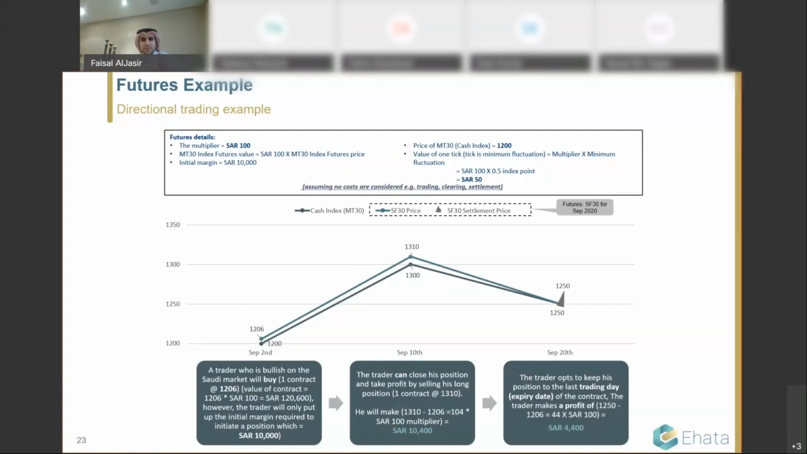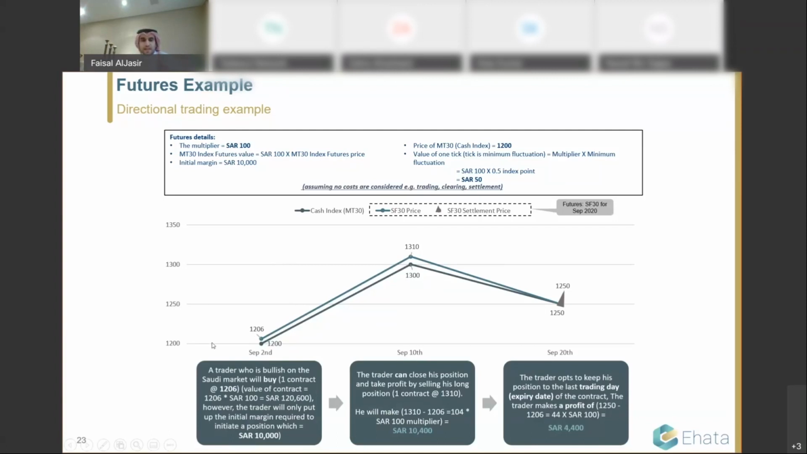And on the second of September, let's say a trader is bullish, which means he's optimistic about prices. Prices will go up. He is bullish about prices. So what he does, he goes and buys one contract. He will buy the one contract at 1,206. That's the future, and he's buying that contract for delivery in September, which is, as we said, the third Thursday of the month. So he entered into the contract. He is a buyer. He's exposed. He will benefit if prices go up from 1,206.